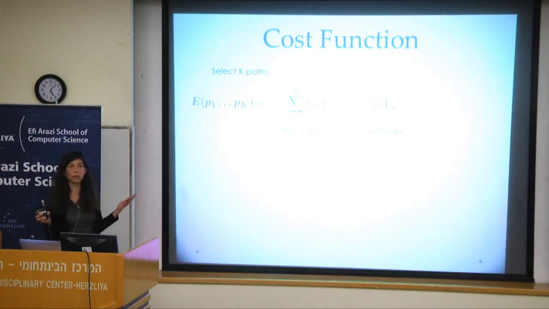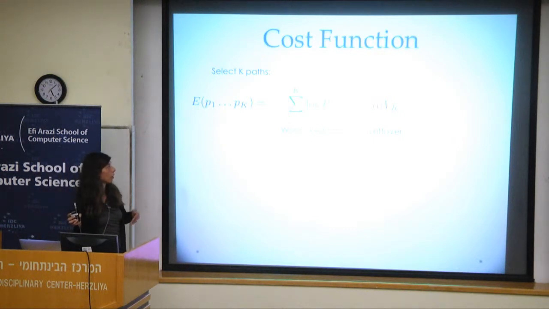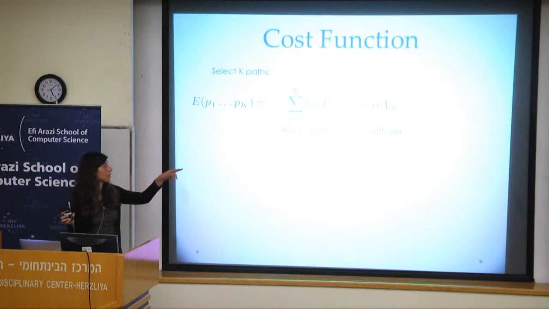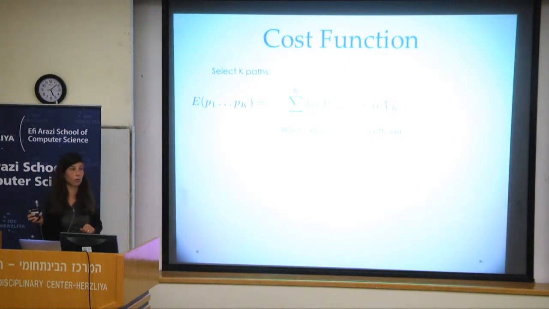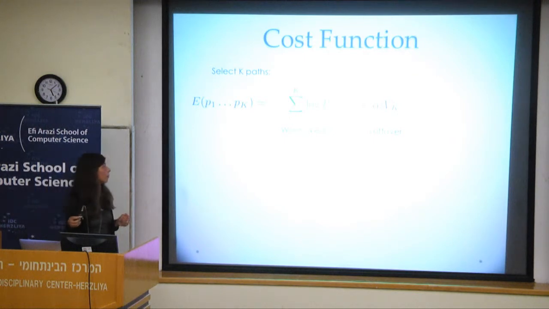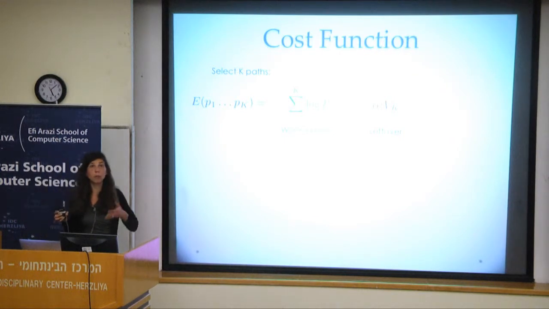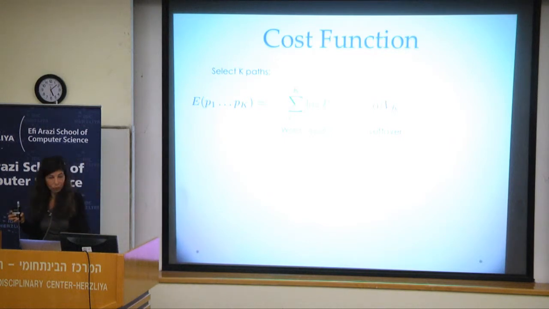Okay, so the cost function is actually summing over k of the minus log of the likelihood of being a worm, and we restrict the size of the leftover, all the vertices that have not been part of the selected paths. Okay, and this is in general an n over k problem. It's a combinatorial problem, and we want to do something slightly easier.